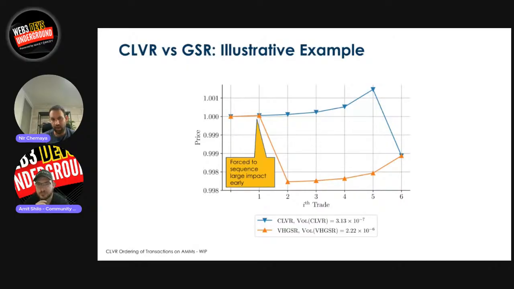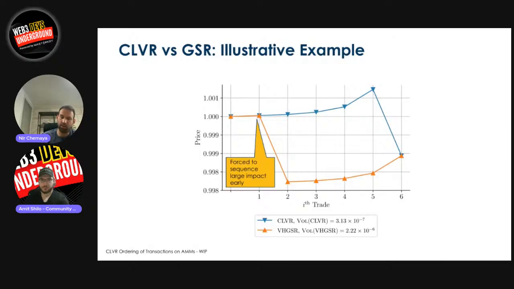Of course, everything here we're doing at the aggregate level, and we're thinking about price volatility in general and on average. So in some cases you can say, hey, if I compare this set of ordering to this, some of the traders like trader 2, 3, 4, and 5 are doing better under Clever versus GSR.